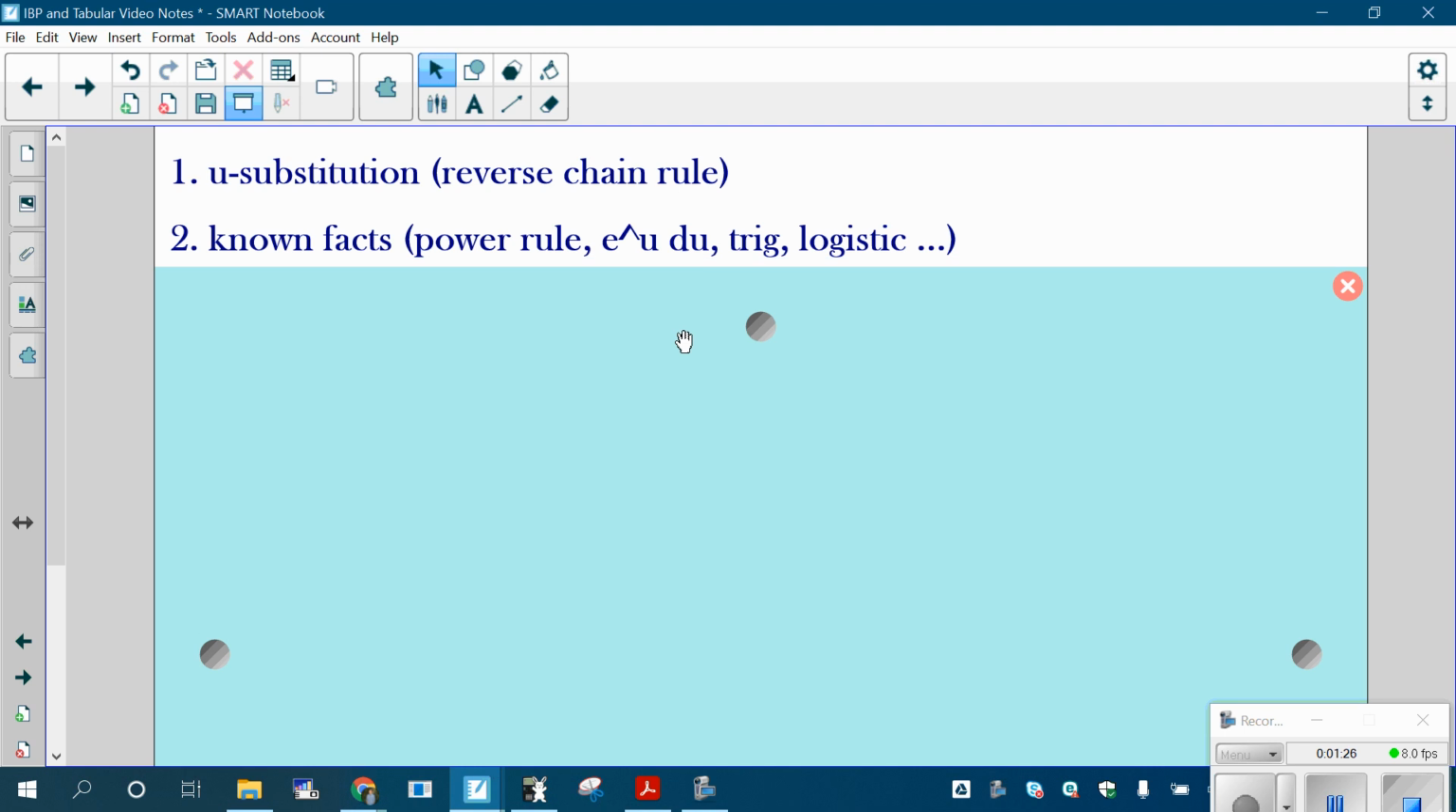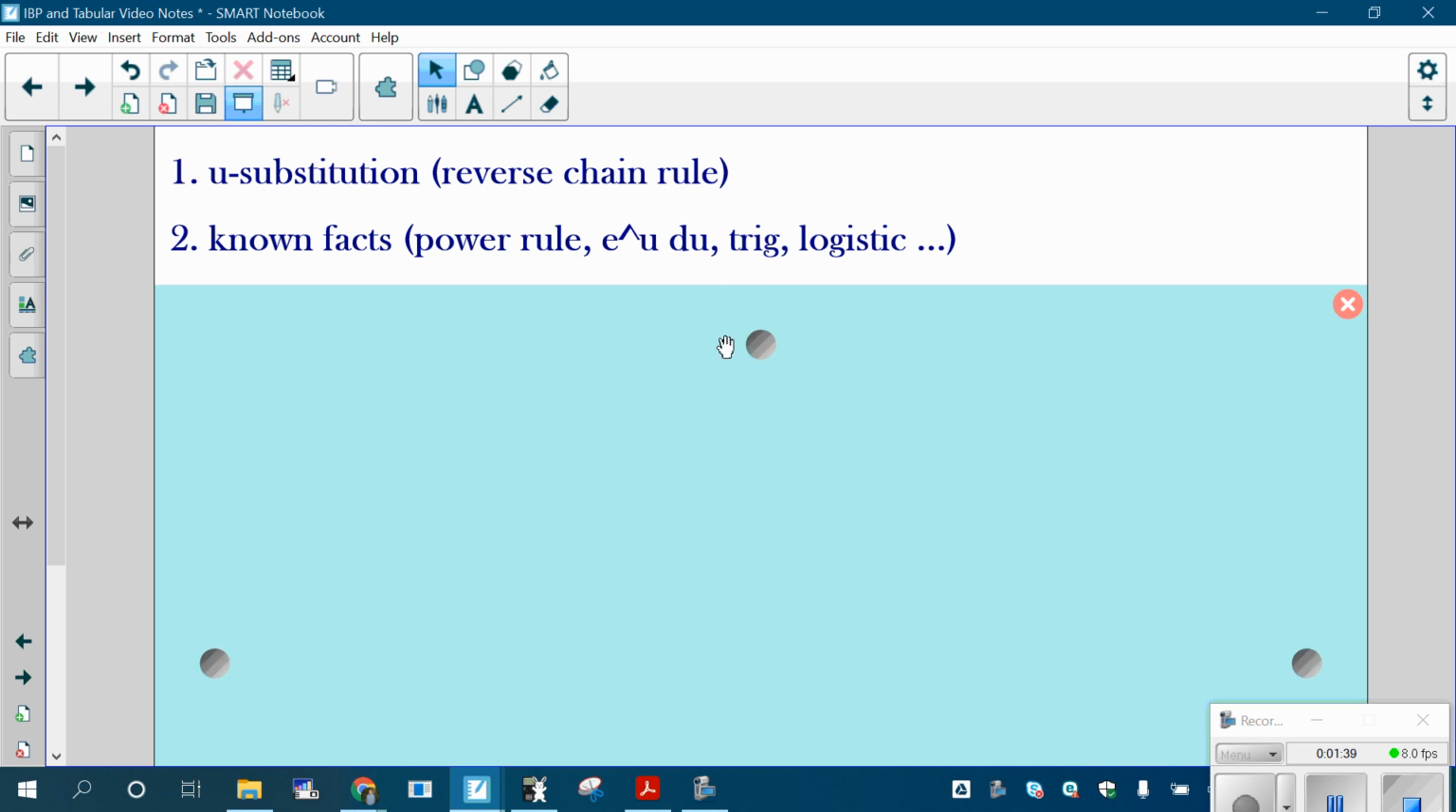You just know a bunch of antiderivatives. You know how to do the antiderivative of x squared, it's x cubed over 3. You know the antiderivative of e to the x, it's e to the x. You know the antiderivative of cosine, sine, that stuff.